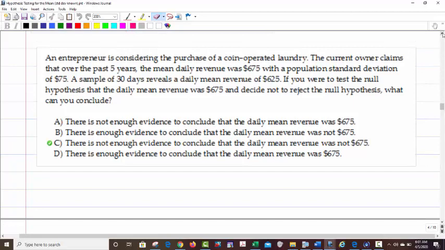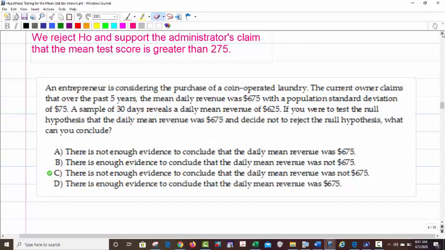All right, this is one of these tricky word interpretation problems here. Sometimes these are more difficult than calculations. All right. Coin-operated laundry, current owner claims over the past 5 years, the mean daily revenue was $675 with a population standard deviation of 75. Sample of 30 days reveals daily mean revenue of $625. If you were to test the null hypothesis that the daily mean average was $675, so that $675 is treated sort of like a population value. So you're testing against $675. And you did not reject the null hypothesis.